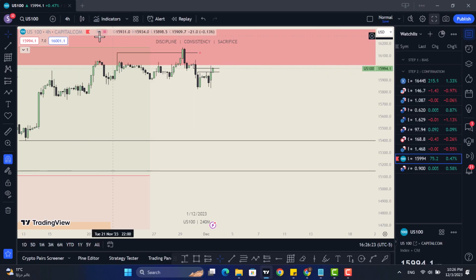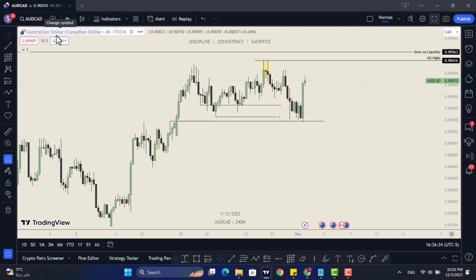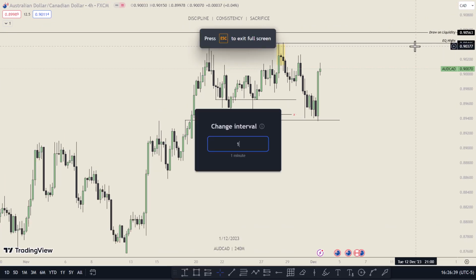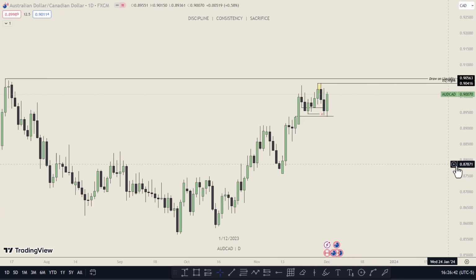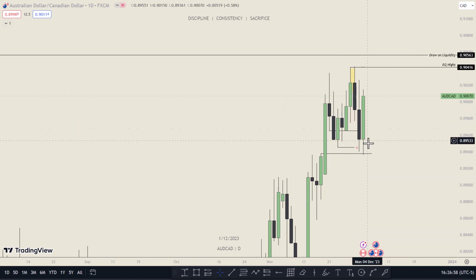This is it for the US 100, and for the last pair, which is the Australian dollar against the Canadian dollar. If we go to the daily time frame, you can see that we have an expansion returning to this fair value gap, and then price starts going higher, and then a sweep on liquidity, balancing the rest of this inefficiency, and we have a strong rejection. So this indicates that this is only a sweep of liquidity, and not a break of structure.